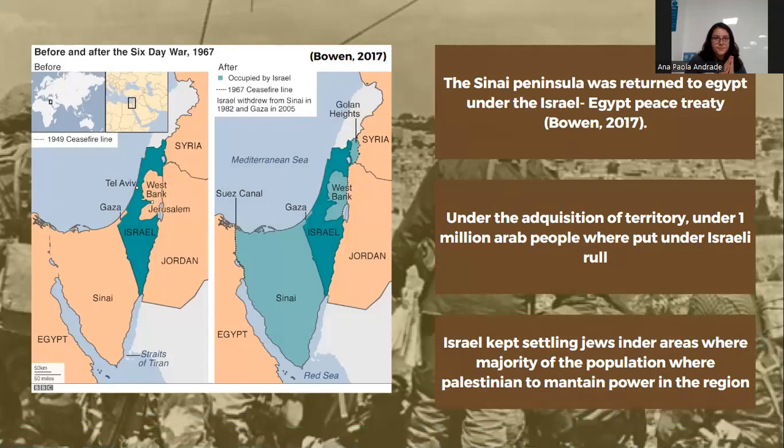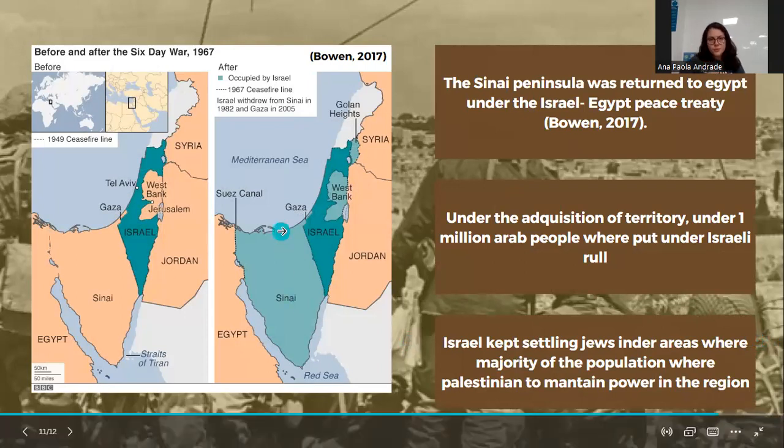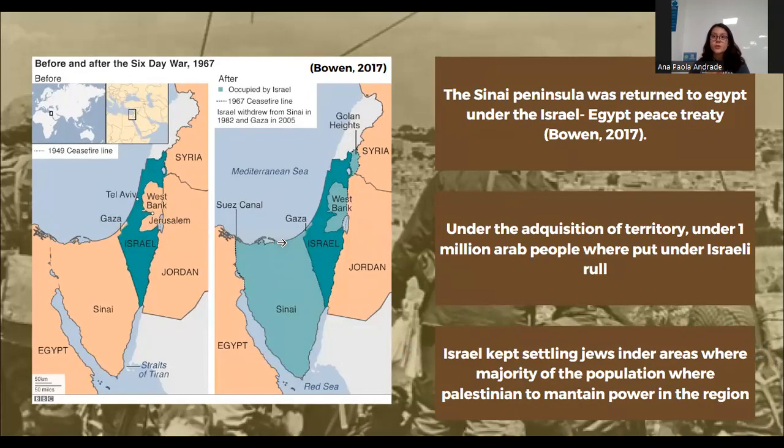This is how the territory was moved. So Israel won a lot of territory, but then the Sinai Peninsula was returned to Egypt under the Israeli-Egypt Peace Treaty. Under the acquisition of territory, under 1 million Arab people were put under Israeli rule, and Israel kept settling Jews in areas where the majority of the population were Palestinian to maintain power in this region. So you can really see the balance of power, how it shifted from being completely Palestinian to almost completely Jewish.